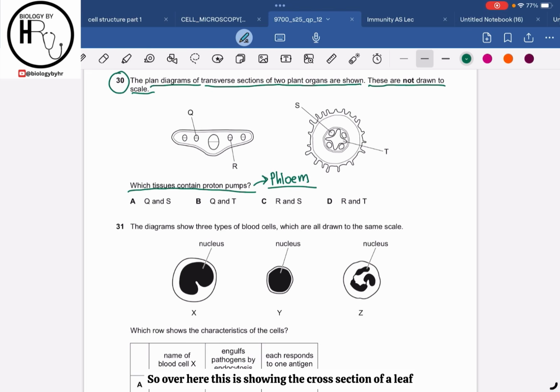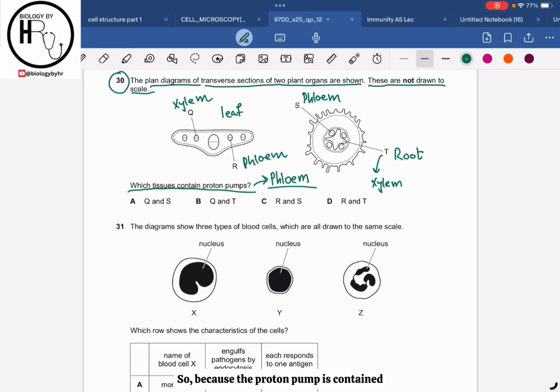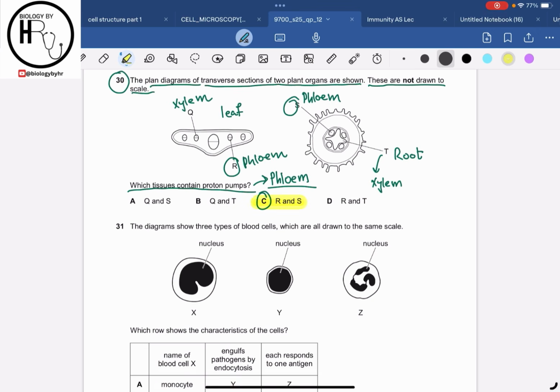So over here this is showing the cross section of a leaf, and over here this is the cross section taken from the root. So T over here is the xylem, S over here is the phloem, Q over here is the xylem, and R over here is the phloem. Because the proton pump is contained in the phloem elements, right? So the correct answer over here would be R and S, which is in option C. So hence the correct answer over here is option C.